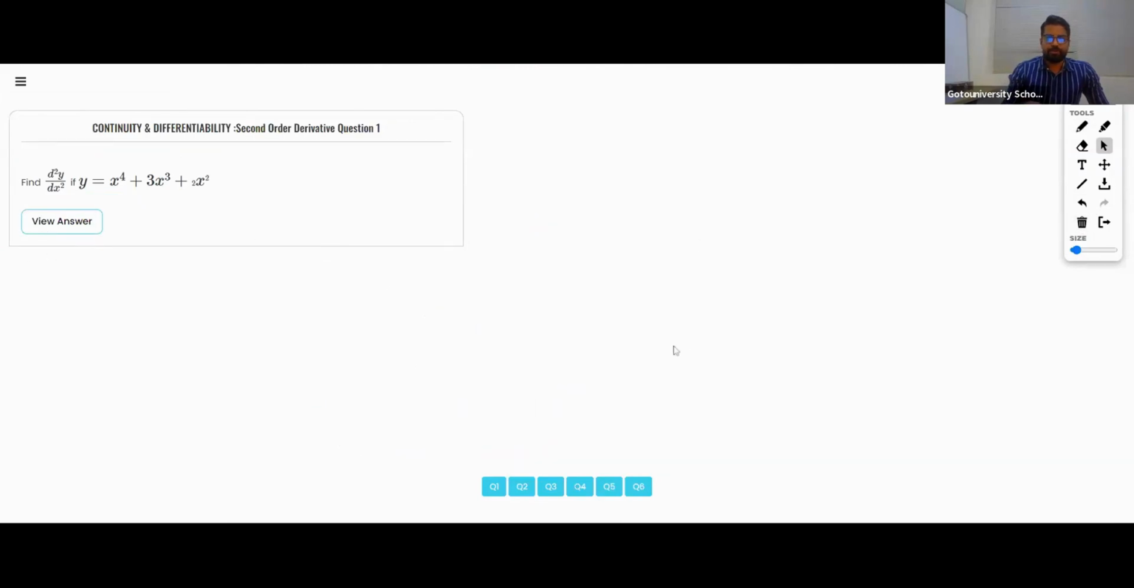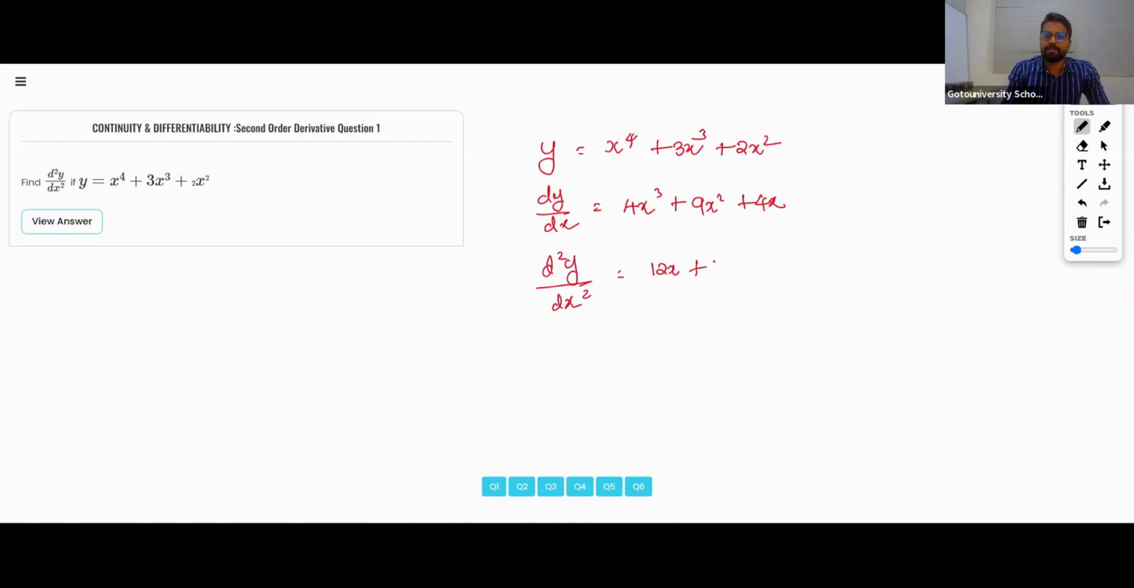What we have is, we have to find the double differentiation of this particular question, which is y equal to x power 4 plus 3x cube plus 2x square. So one time if you differentiate, we get 4x cube plus 3 3s are 9x square plus 4x. If you want to differentiate one more time with respect to x, this is what we get, 12x square plus 18x plus 4. This is our answer.